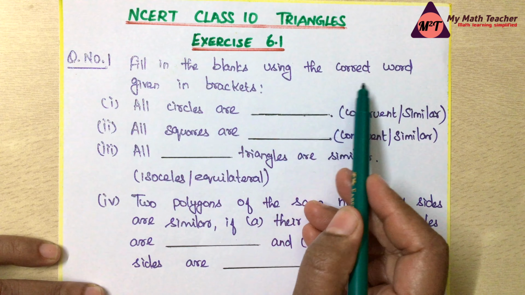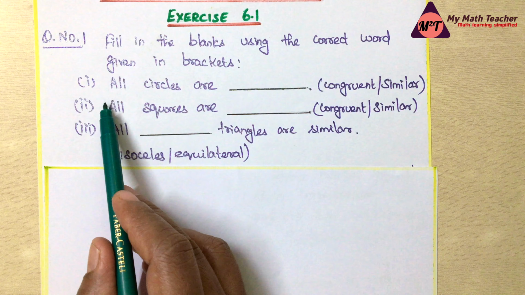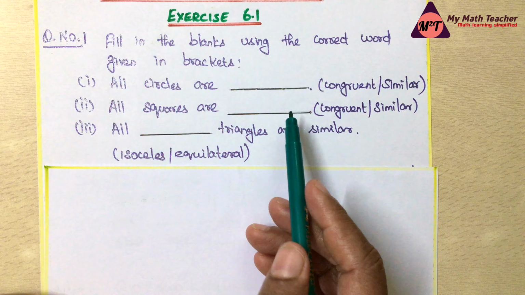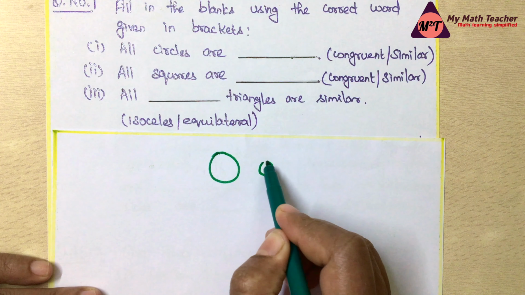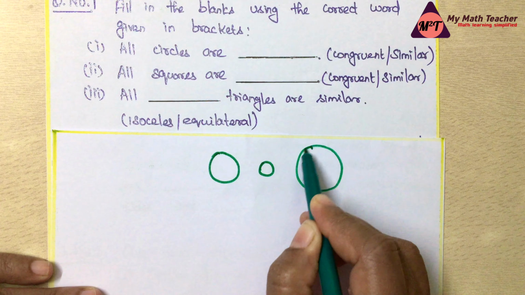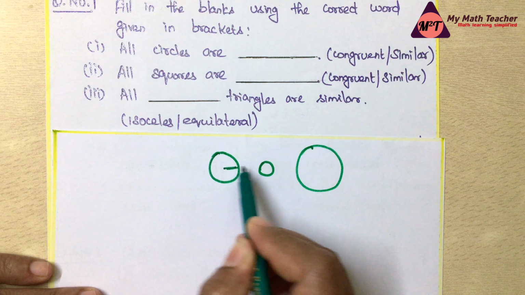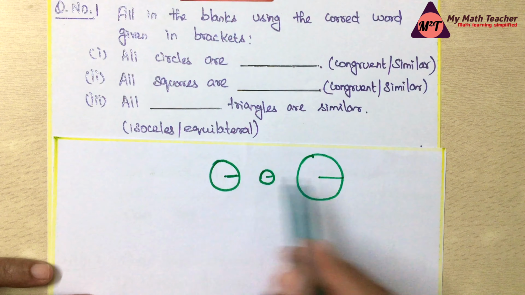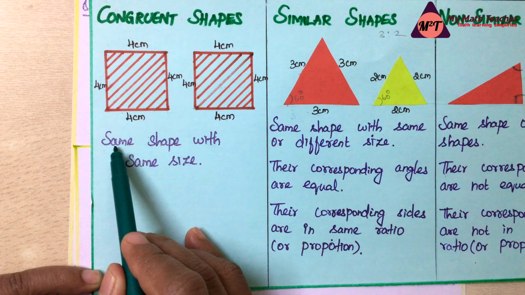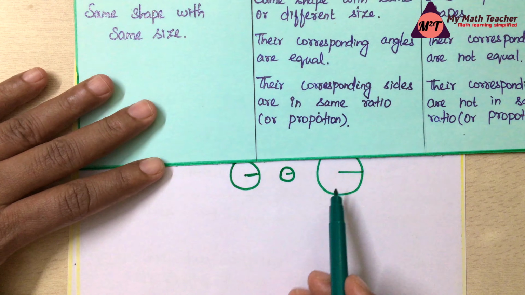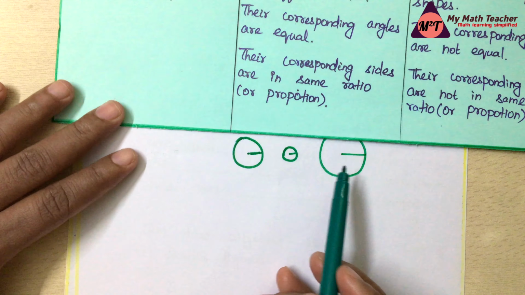Fill in the blanks using the correct word given in the brackets. First question is, all circles are congruent or similar. Let us draw some circles. This is one, next one, and the next one. Now, you can notice the radius or the diameter are totally different from each other. Let us discuss the condition. Congruent means it should have same shape. Yes, it is having same shape. Are they having same size? Definitely they are not the same size.